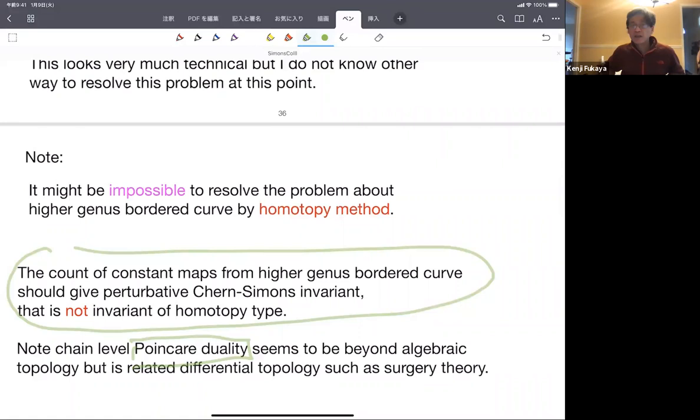So I think this is the very delicate point I just explained here. It might be related to the point where this story goes beyond algebraic topology and enters differential topology. But that's nothing so solid. Okay, I stop here. Thank you very much.